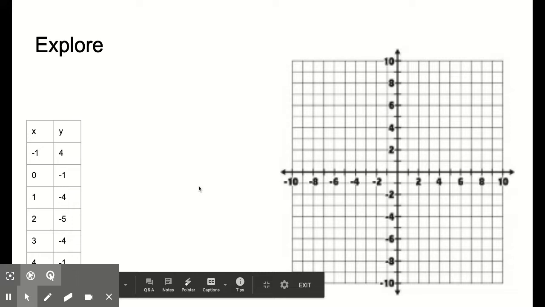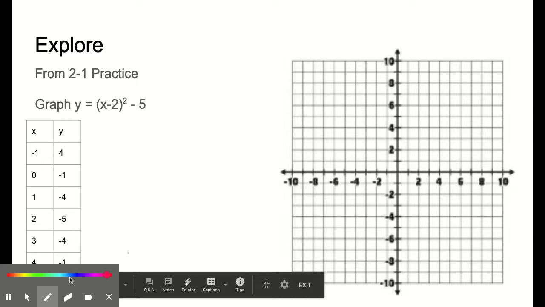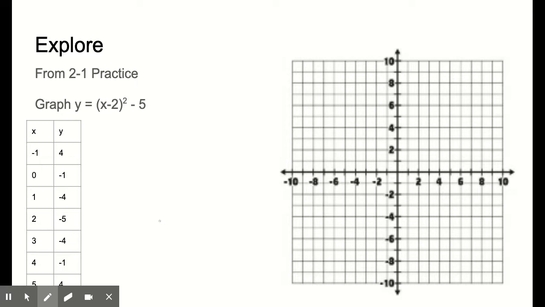Now, before we get into the vocab for today's lesson, I want to take a look at the last equation that you graphed in the 2-1 practice. So in the 2-1 practice, you were given an equation and asked to plug your values in from a table of values to find the output or the y values so that you could graph your points to graph your function. So for the last question, number 3, in 2-1, we had y equals (x minus 2) squared minus 5. And when you plug these x values in to this equation, you should have gotten these y values here.